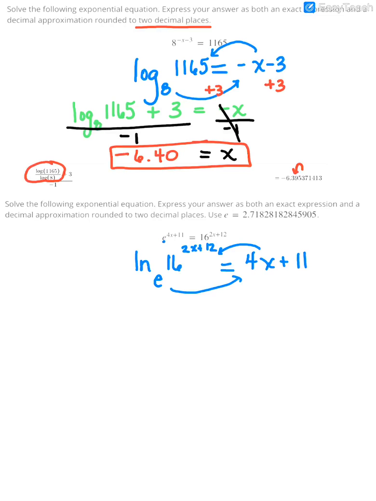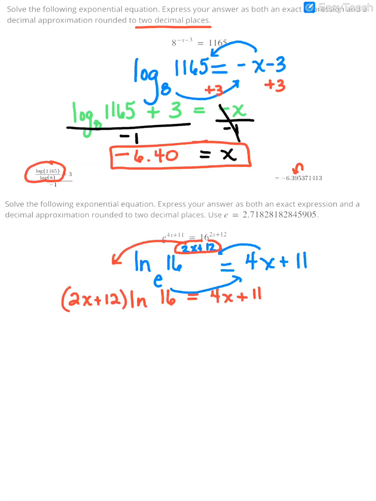Now, if you remember properties of logarithms, there's a property that says if you're taking the log of something raised to a power, you can actually pull the power to the front. So I'm going to pull down the 2x plus 12. It's multiplied by the natural log of 16. I'm not going to show that base of e anymore. It's understood to be there. And then that is equal to 4x plus 11.